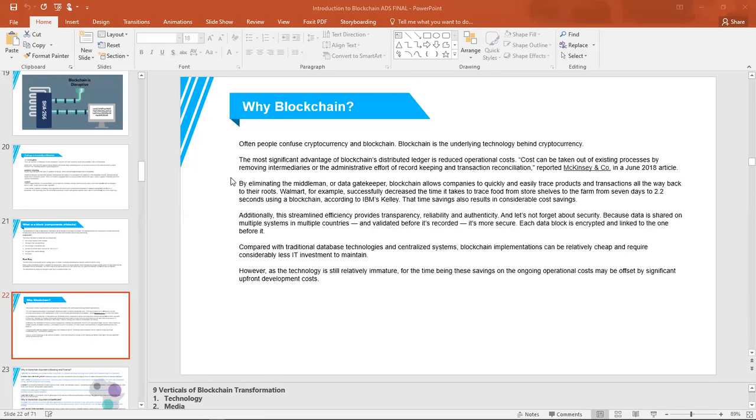By eliminating the middleman or data gatekeepers, blockchain allows companies to quickly and easily trace products and transactions all the way back to their roots. Walmart, for example, successfully decreased the time it takes to trace food from store shelves to the farm from 7 days to 2.2 seconds using a blockchain. According to IBM's Kelly, that time saving also results in considerable cost saving. So you can see there is also time saving, and a reduction of operation cost. From 7 days to 2.2 seconds.